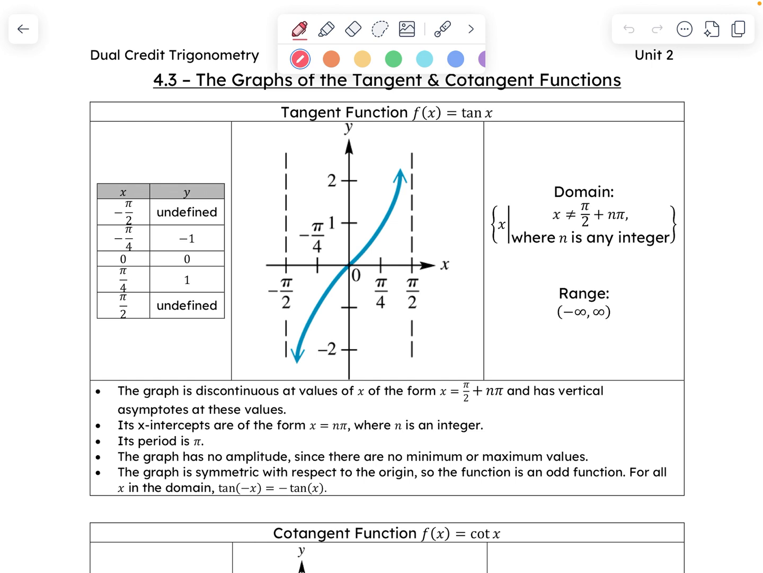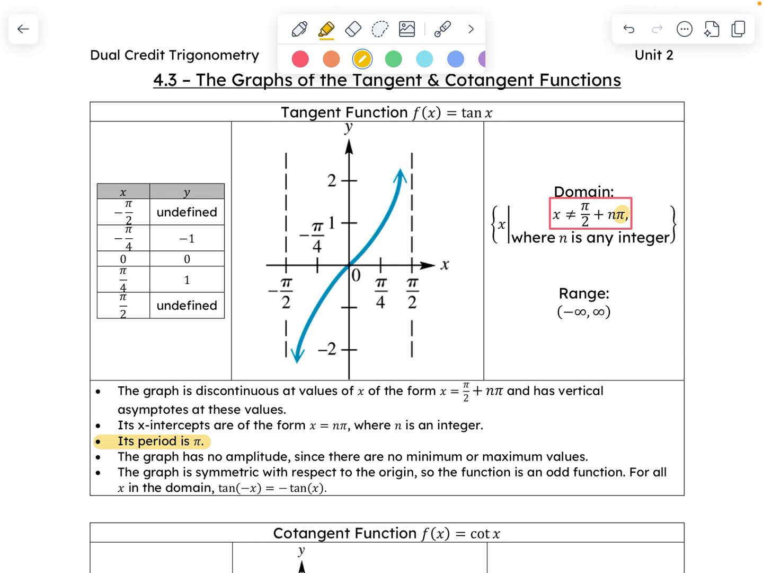If we're talking about our domain, we have some asymptotes that are going to change our domain. When we're talking about our asymptotes, that's what, for tangent, is this right here. X cannot equal pi over 2 plus n pi. So for our tangent and cotangent functions, our period has shifted to just be pi instead of 2 pi.